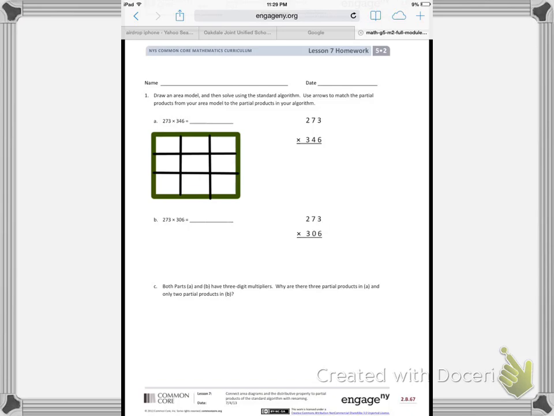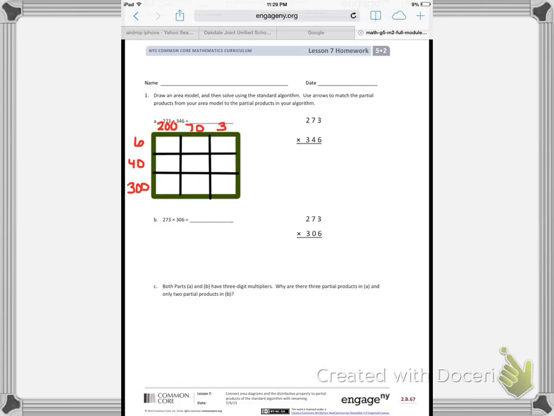We're then going to go ahead and take our number 273 and break it up. We're going to put 200, because that's going to be our hundreds column, plus 70 plus 3. 200 plus 70 plus 3 will give us the number 273. We're going to do the same on the side. We're going to break up the number 346. We're going to break it up with 300 plus 40 plus 6.